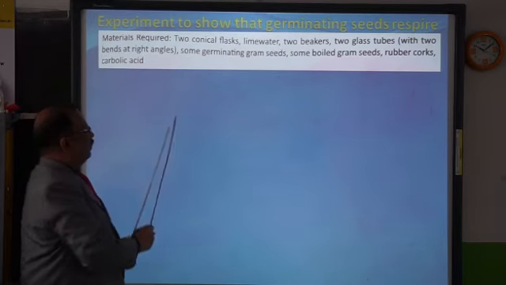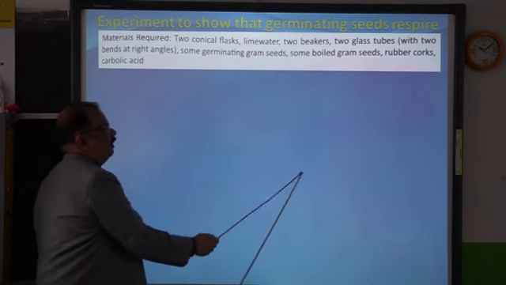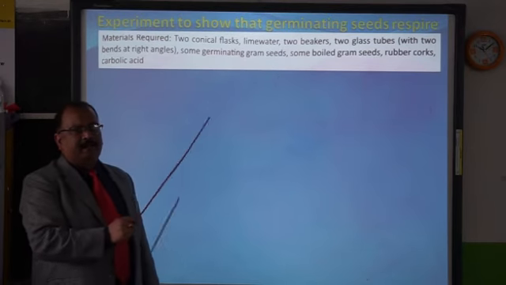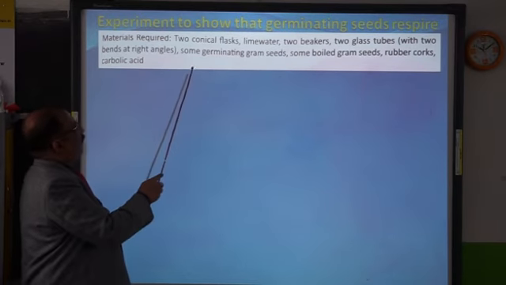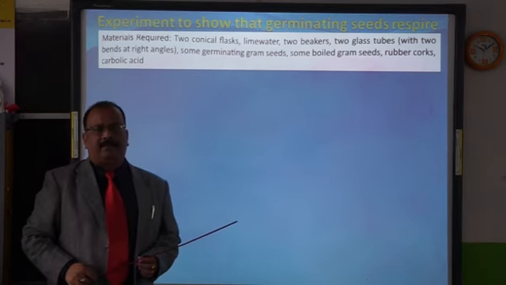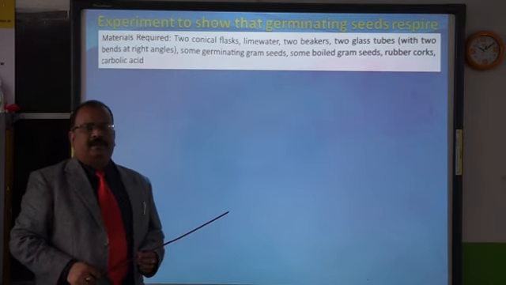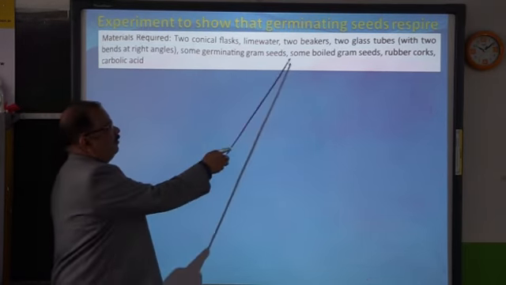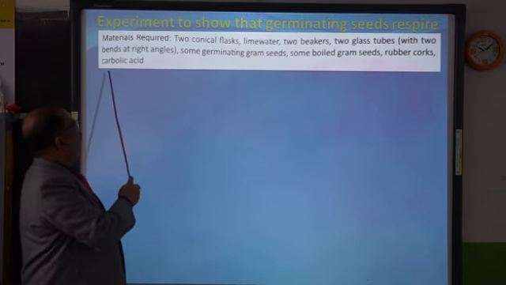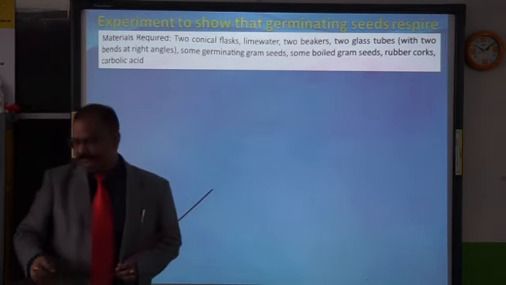at right angles this way. Okay, right angle is 90 degrees, you know. So a glass tube which is bent in 2 places at right angle, some germinating seeds and some boiled gram seeds. Okay, some germinating seeds we have to take and some boiled gram seeds we have to take. Then rubber cork you require and carbolic acid.